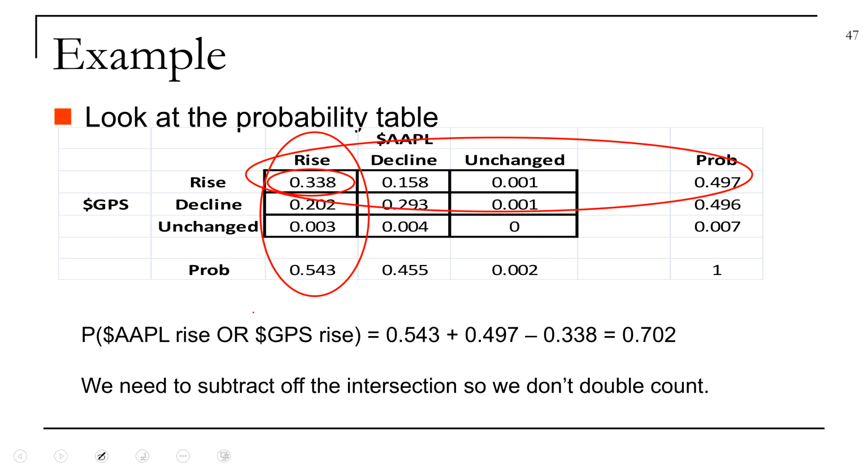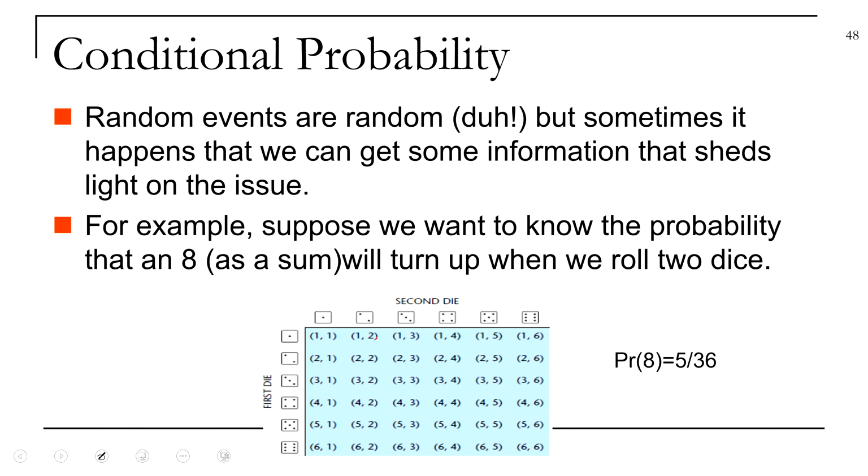The reason you do that is you don't want to double count. What's the probability Apple rises or Gap rises? It's the probability that Apple rises plus the probability Gap rises. In fact, if you stopped here, you'd have a problem because you'd be bigger than 1. You're double counting one cell. You subtract it off to make sure you don't double count. That's called the addition rule.